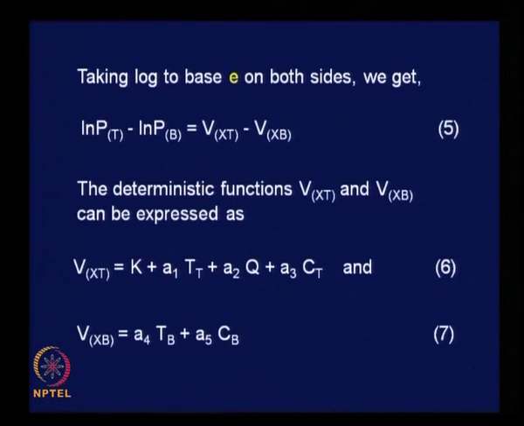Utility function for bus looks like this. We have simply taken travel time and travel cost. Vxb is given as a4 times Tb plus a5 times Cb. Please note that q is not included in this utility function. Also, the constant term is missing in this utility function. There is no k or k1 or k2. Why?